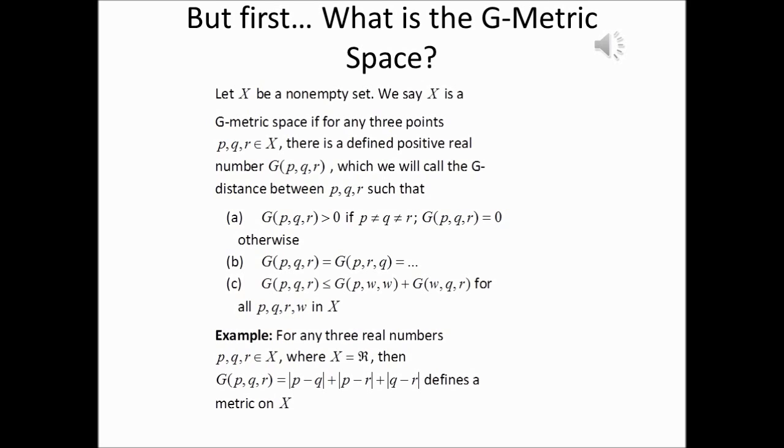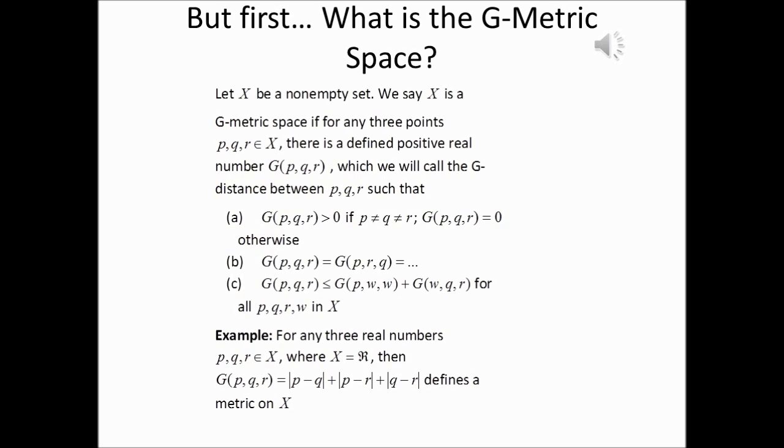First of all, because the absolute value is always non-negative, the three terms, that is the absolute value of P minus R plus the absolute value of P minus Q plus the absolute value of R minus Q, is always going to be greater than 0, unless you have P equals R equals Q.